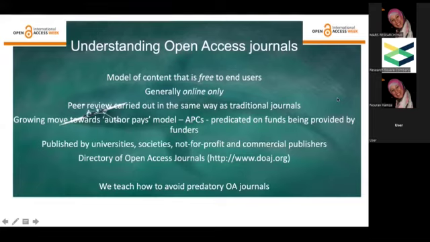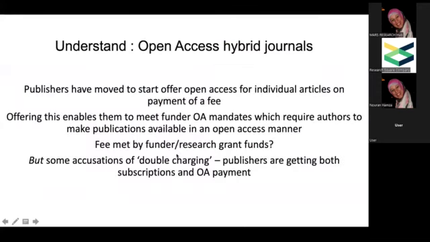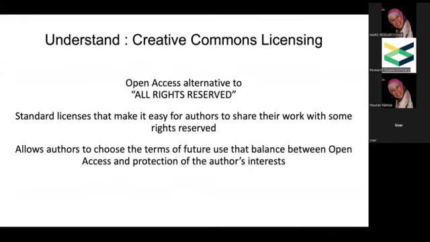And we do have lots of other courses as well, lots of other content on how to avoid predatory open access journals. Again, have a look at the Mars Research Hub if you want to get more information about how to avoid predatory publishers. Publishers have moved to offering free open access for individual articles on payment of a fee. Where does that money come from? That's something that we also need to talk about.